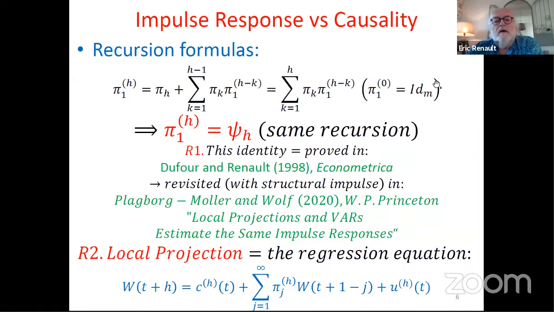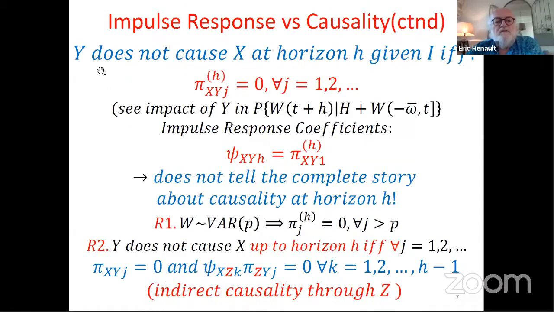Number one, I would like to stress that in order to understand that y does not cause x at horizon h, you have to look at the autoregressive coefficient, or the impact of y on x at horizon h, but not only with one lag, but also with two lags, with three lags, and so on.